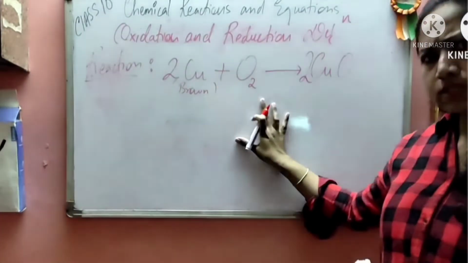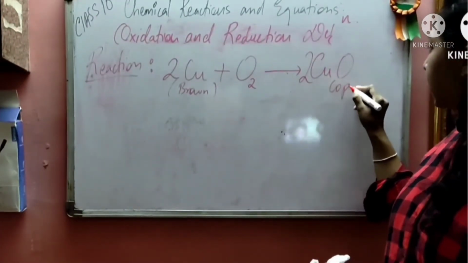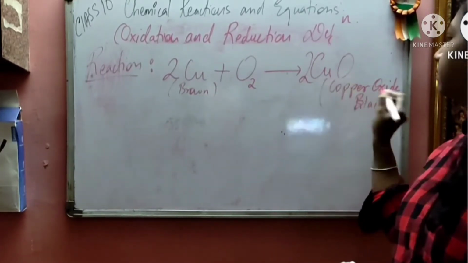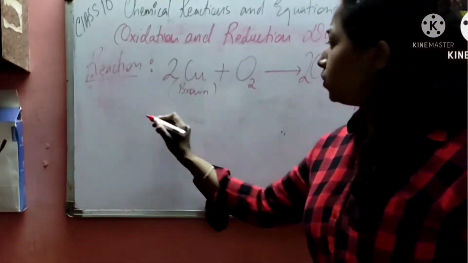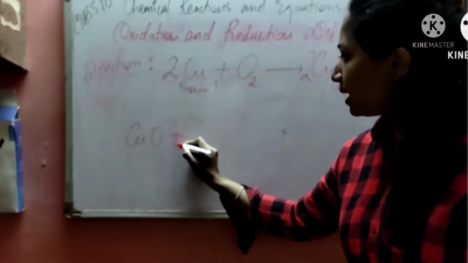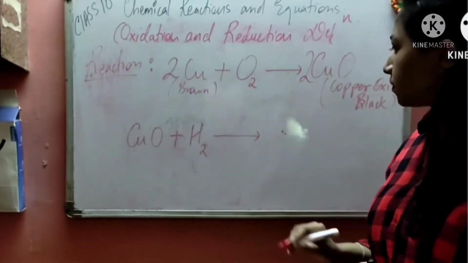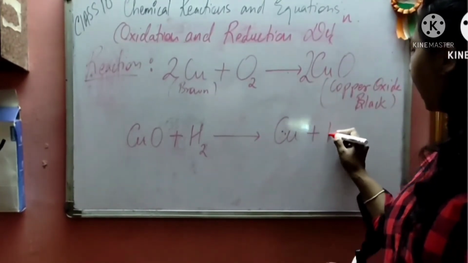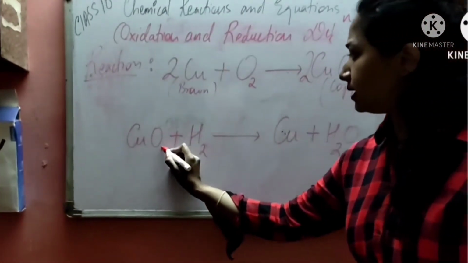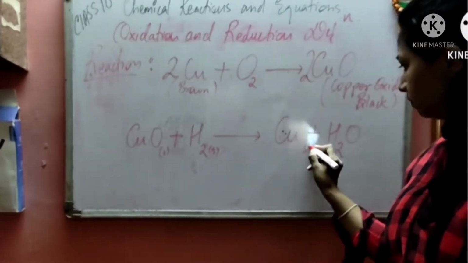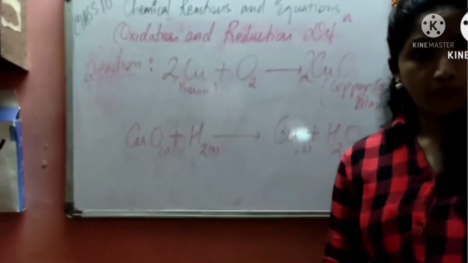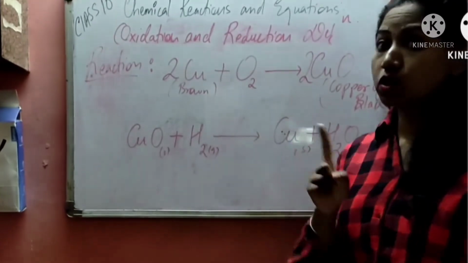Okay, now let's see what happens further. Copper reacts with oxygen and forms copper oxide, which is black in color. Now we take this copper oxide and pass hydrogen gas. Then what you get is copper and water. Now see it carefully: this is solid, gas, solid. Okay, fine. First thing that happens, we took copper, we heated it, that means it reacts with oxygen.